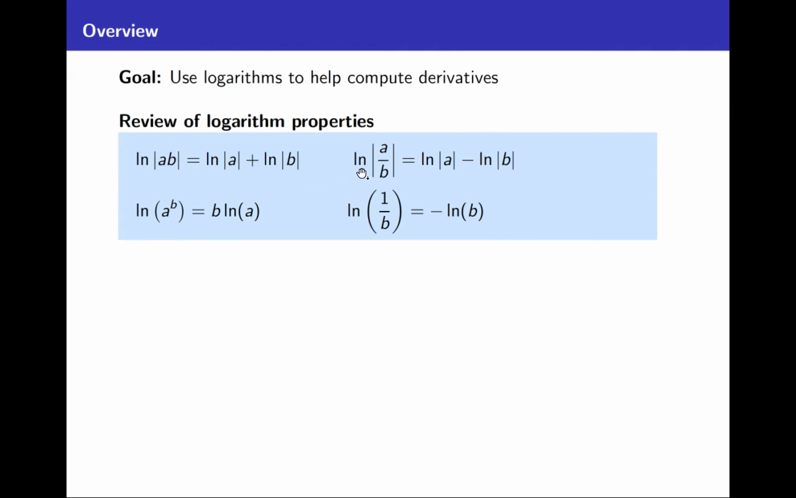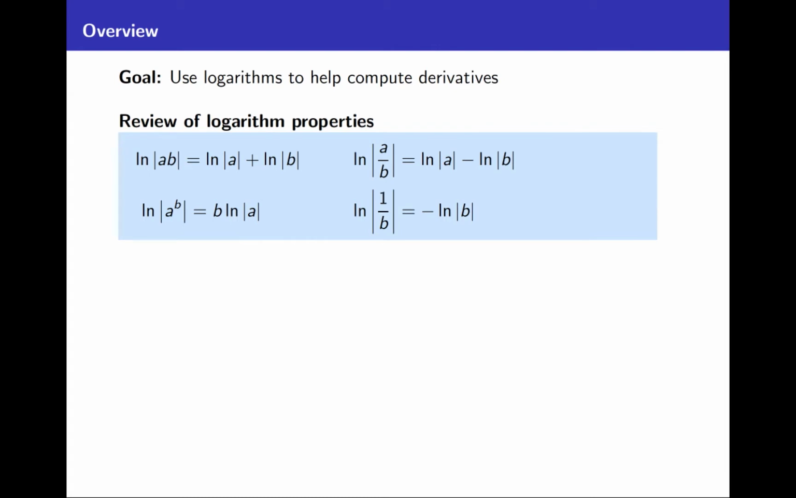In the same way, ln of the absolute value of a over b equals ln of the absolute value of a minus ln of the absolute value of b. And ln of the absolute value of 1 over b is negative ln of the absolute value of b. And additionally, ln of the absolute value of a to the b equals b times ln of the absolute value of a. And this holds whenever a to the power of b is defined. So these are the relevant logarithm properties that we'll need today.